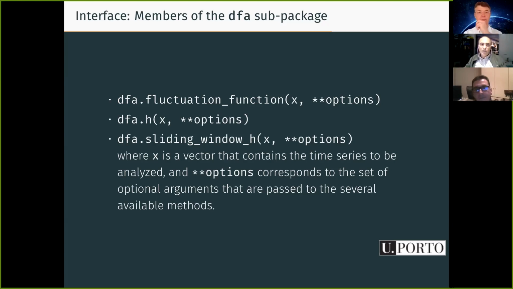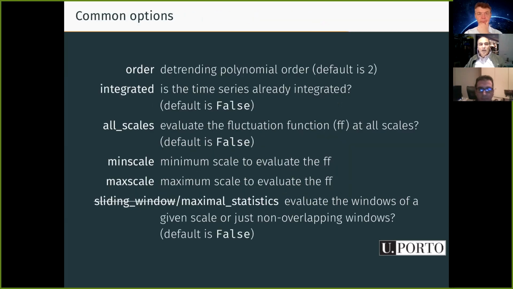The advantage is that we do this and don't do it for each time series separately, because we can take advantage of the calculations that we have already done in order to improve the speed, and that's the point. Common options, for example: what should be the detrending order of the polynomial? Default is 2. Is the time series integrated or not? For financial time series, the answer is yes. For all the other time series, the answer is no.